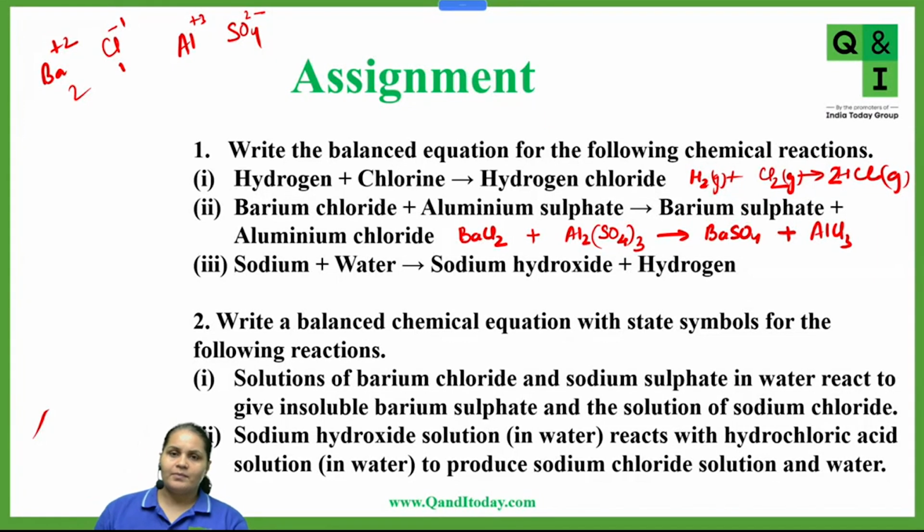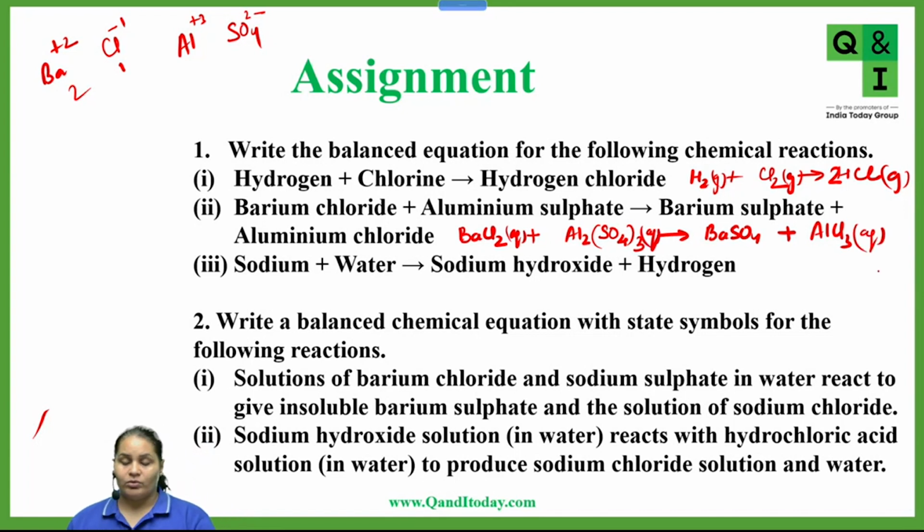Now coming to the states. Barium chloride and aluminium sulfate are salts, so they won't react in solid state. I need to make a solution, so I will add aqueous in front of them. AlCl3 is also aqueous, but barium sulfate gives a white precipitate, so I will add solid, or I can show a downward arrow. Now the third one: sodium plus water gives sodium hydroxide and hydrogen.